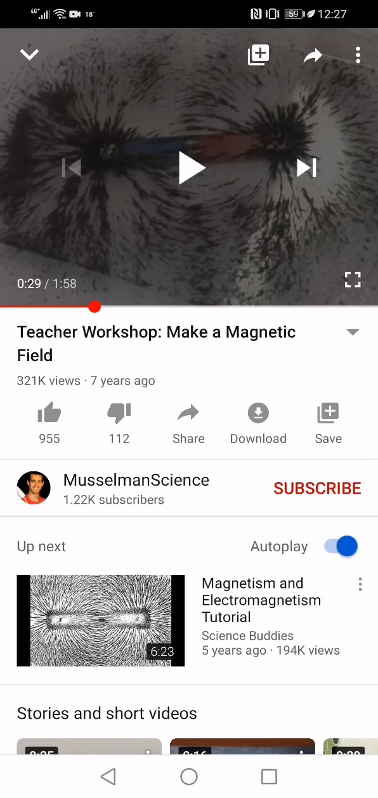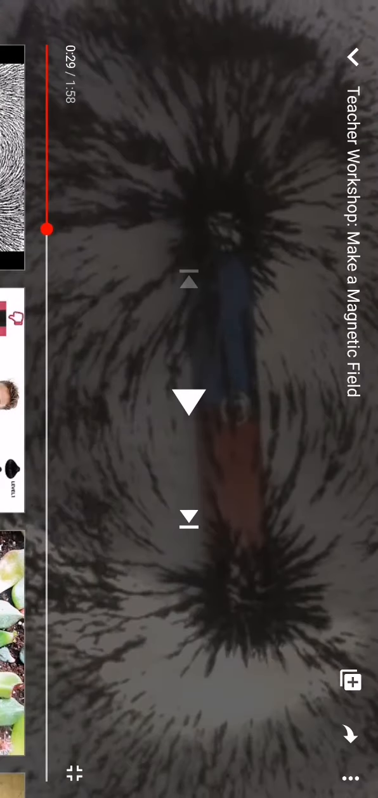So what this man has done is he has taken a bar magnet and put a piece of plastic on top of it, and then he's scattered some iron filings over the top. So iron filings are just very, very small flakes of iron, and remember iron is a ferromagnet, which means if it's in the presence of a magnetic field, it will behave like a magnet. Okay.